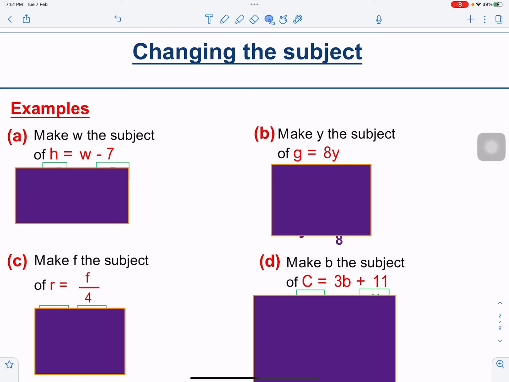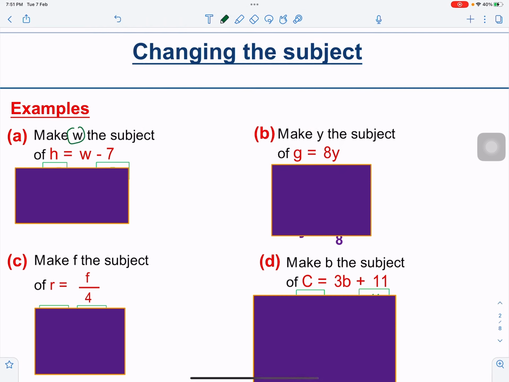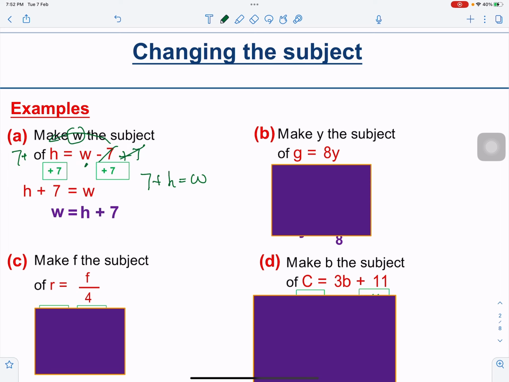If you see here, h equals w minus 7, right? And you have to make w the subject. So you want w here, you don't want the 7 here. It is minus 7. Usually it is said that 7 will go to the other side and you will have plus 7. Actually what happens is you add plus 7 on both sides, and this cancels out and you are left with 7 plus h equals w. Okay, so this is how it becomes.